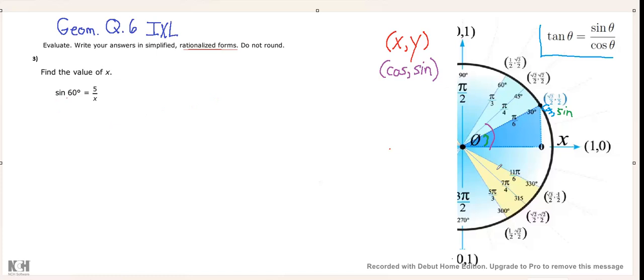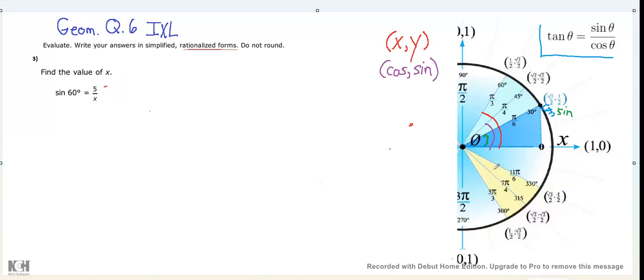We know that we have the sine of a 60-degree angle. What color do I have? Red. Yeah, so we're working with a 60-degree angle. And we know that the sine is the opposite over the hypotenuse.